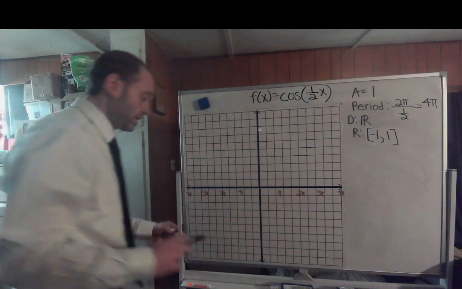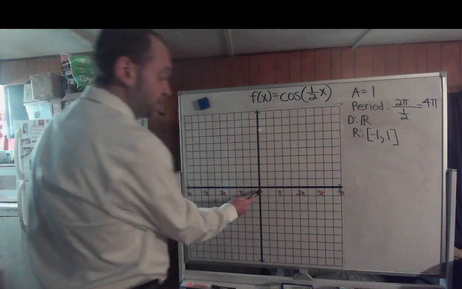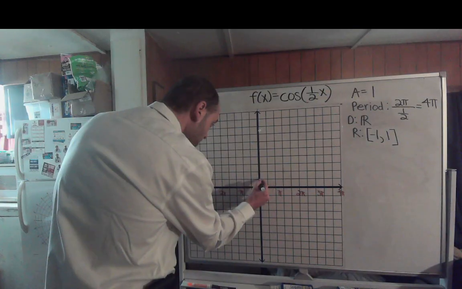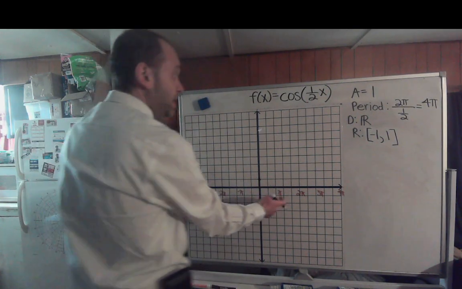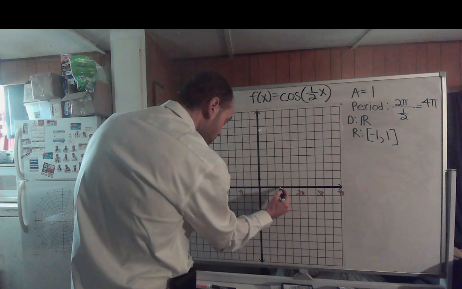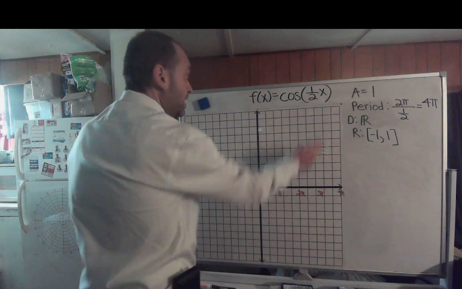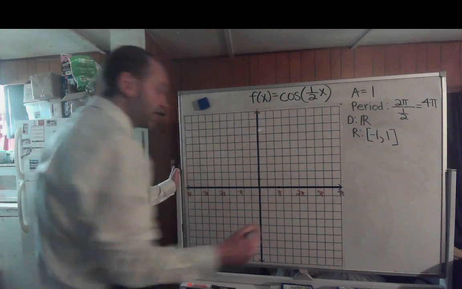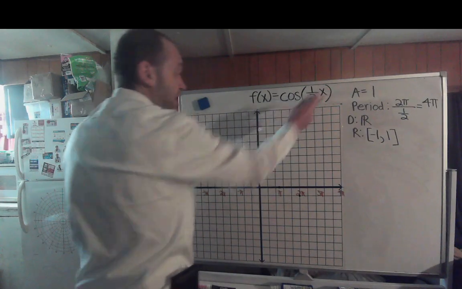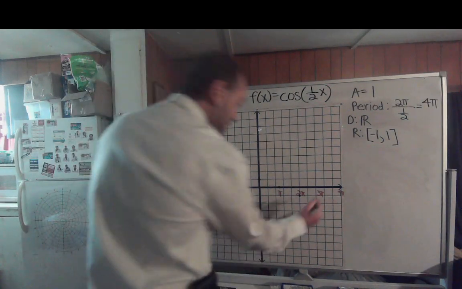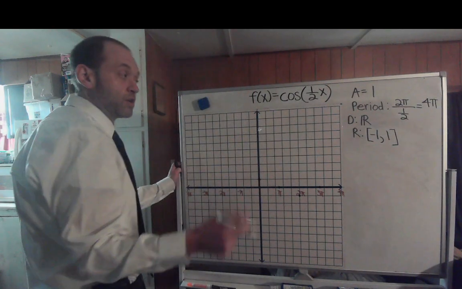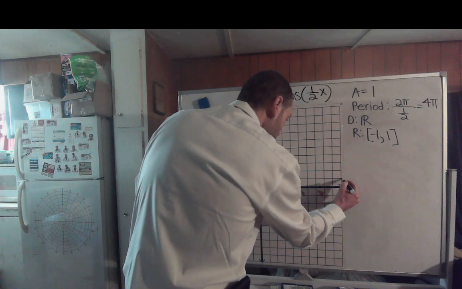shows 2 full periods. Alright, so if I put in 0 for x, well, I still get the cosine of 0, which would give me 1. Now, if I put in pi, I'll end up getting pi over 2. The cosine of pi over 2 is 0. If I put in 2 pi for x, I'll just get the cosine of pi, which is -1. If I put in 3 pi for x, I'll get the cosine of 3 pi over 2, which is 0. And if I put in 4 pi, I'll get the cosine of 2 pi, which is 1.